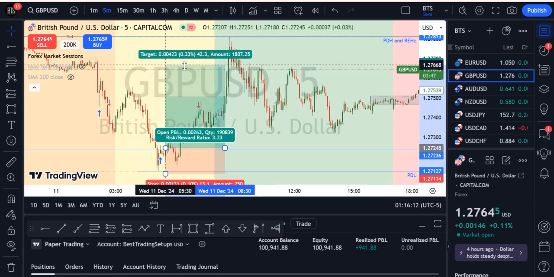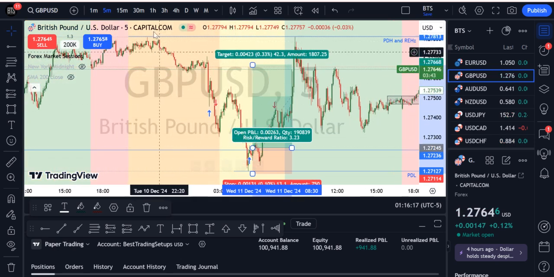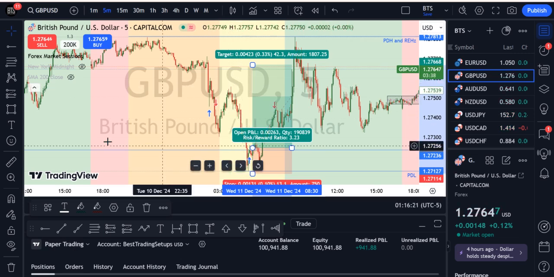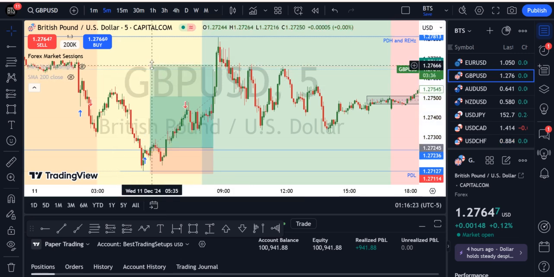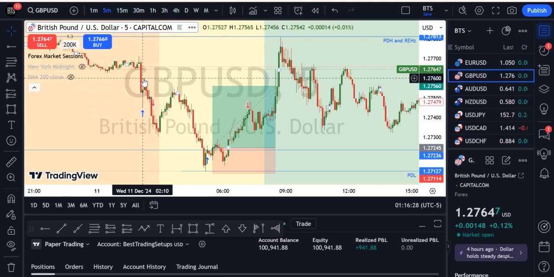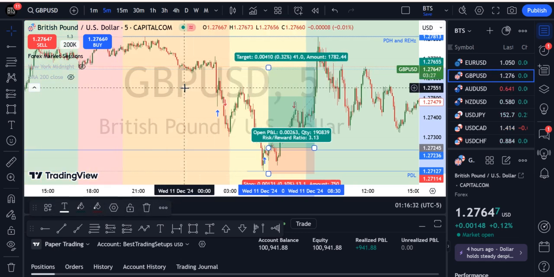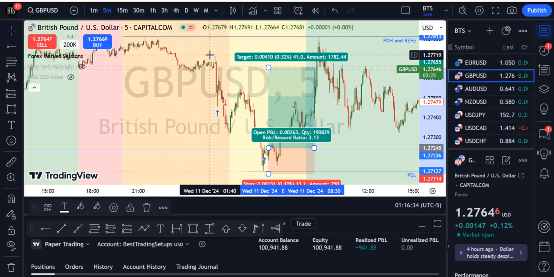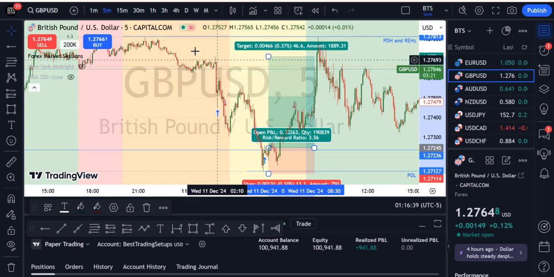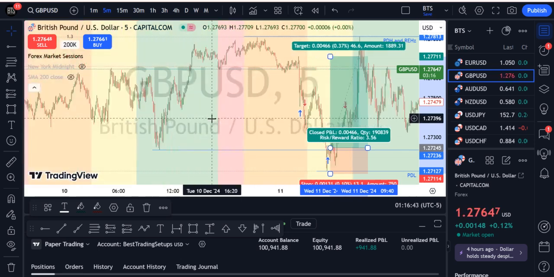Then your target should be maybe an imbalance in the range or the immediate high that came for the sweep. So immediate high that came for the sweep should be this. Also, we can be targeting this fair value gap in here. Also, we can be targeting these highs also. So you can have TP1, TP2, TP3. So ideally like that, you can do that.